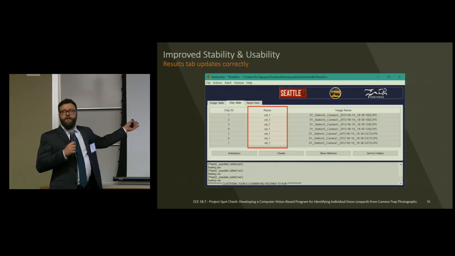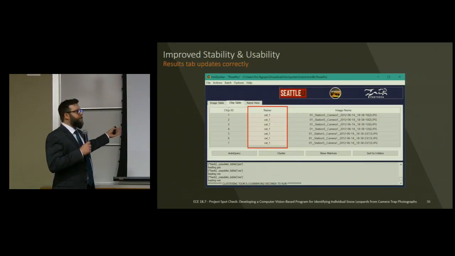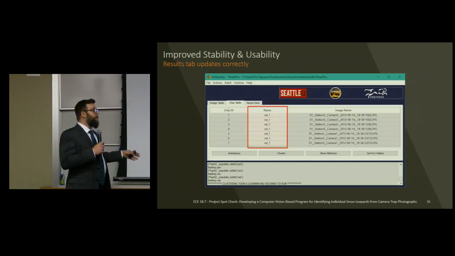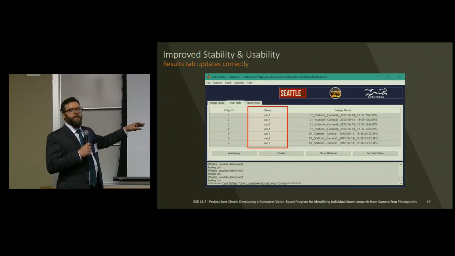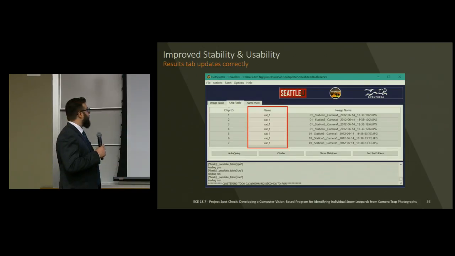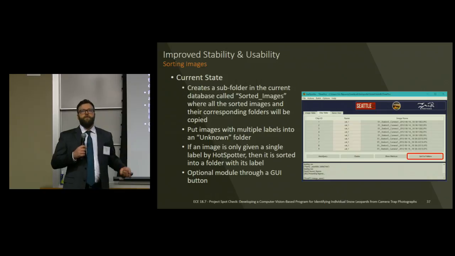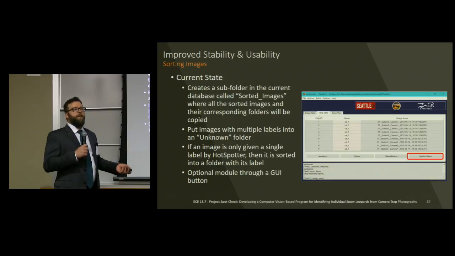In addition, the data wasn't refreshed automatically. After you'd run auto chipping or clustering or whatnot, it would store the information in a table, and only after you saved it, exited out, and reopened it would you see it refresh with this information. So from a usability standpoint, we made this real time. Right after it's done, it's going to update if you have any new information or identified cats.